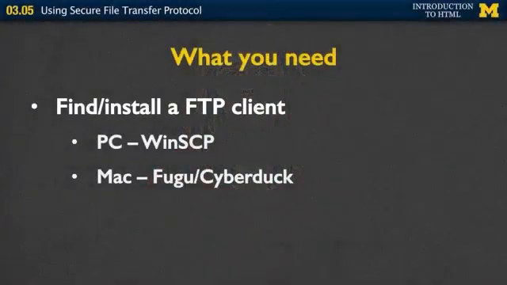So let's say that you're ready to go ahead and do secure file transfer. There's a few things that you're going to need. The first is you're going to need what we call an FTP client. This is a software that you will use to connect between the different machines. If you're using a PC, a common software program is WinSCP. If you're using a Mac, many people use Fugu or CyberDuck. No matter which one of these three programs you want to use, they're all free for download.